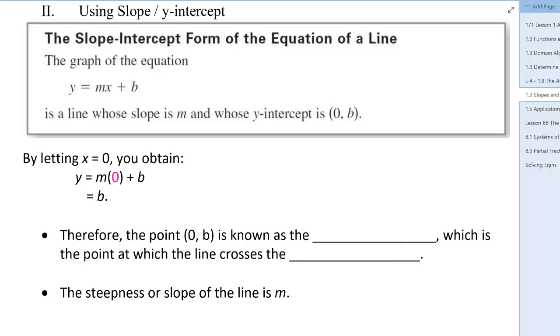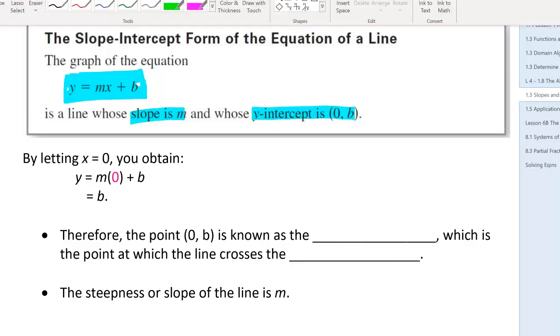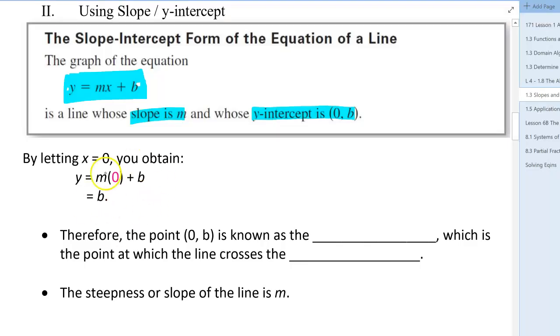In this video, we're going to focus on the slope-intercept form of a line. Like I said in the previous example, the slope-intercept form of the equation of a line is y equals mx plus b. m is the slope, and the y-intercept is (0, b). We can see that in the comment below.